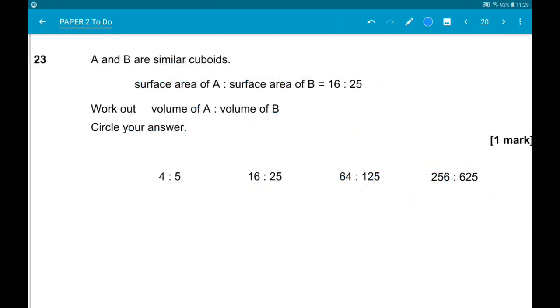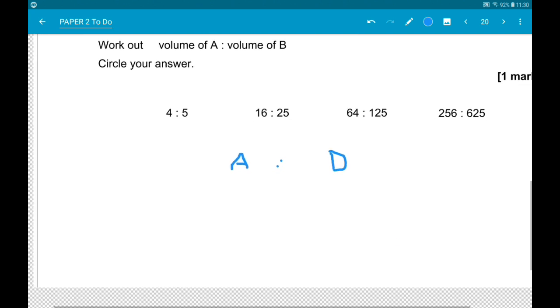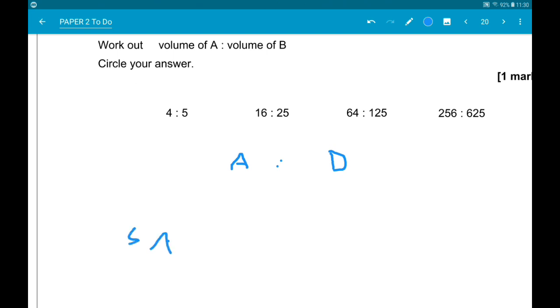Okay, number 23, A and B are similar cuboids. Surface area of A to surface area of B is 16 to 25. We want to work out the volume of A to the volume of B. Okay, so we have the surface area ratio of A and B, and we want the volume ratio. So we can't get directly to volume from surface area.